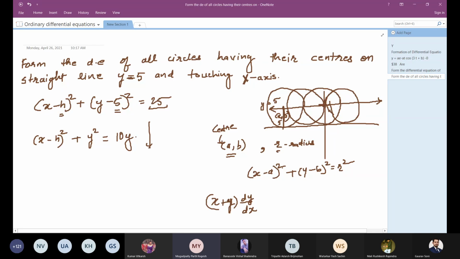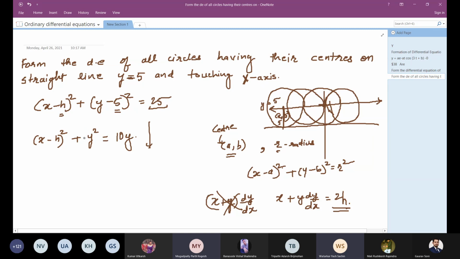So x is different and y into dy by dx is different. Okay. x plus y into dy by dx equals 2h. Is it correct? No, I guess. The 2h should be eliminated, or you cannot declare it a differential equation. In a differential equation, there should be no arbitrary constant. Yes, sir. Okay. Understood.